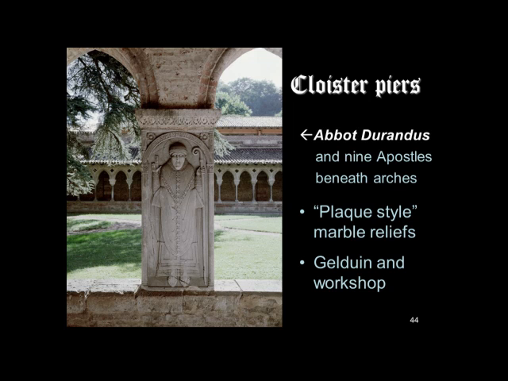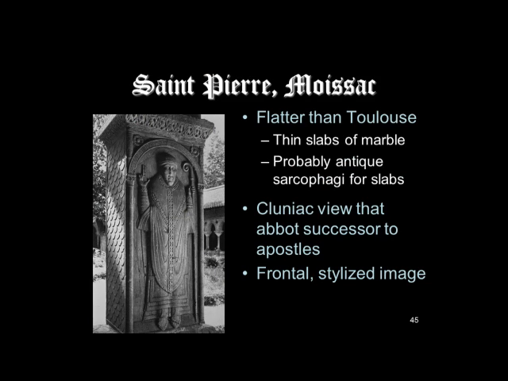What we think is that Gueldin and his workshop were working first at Toulouse. And maybe they finished about the time of the consecration or just before it, say 1096. And then they come over to Moissac, where they are working on or just finished the cloister, and they have been called to create the sculpture that decorates the cloister. These reliefs at Moissac are flatter than the reliefs at Toulouse. And there's a reason for that.